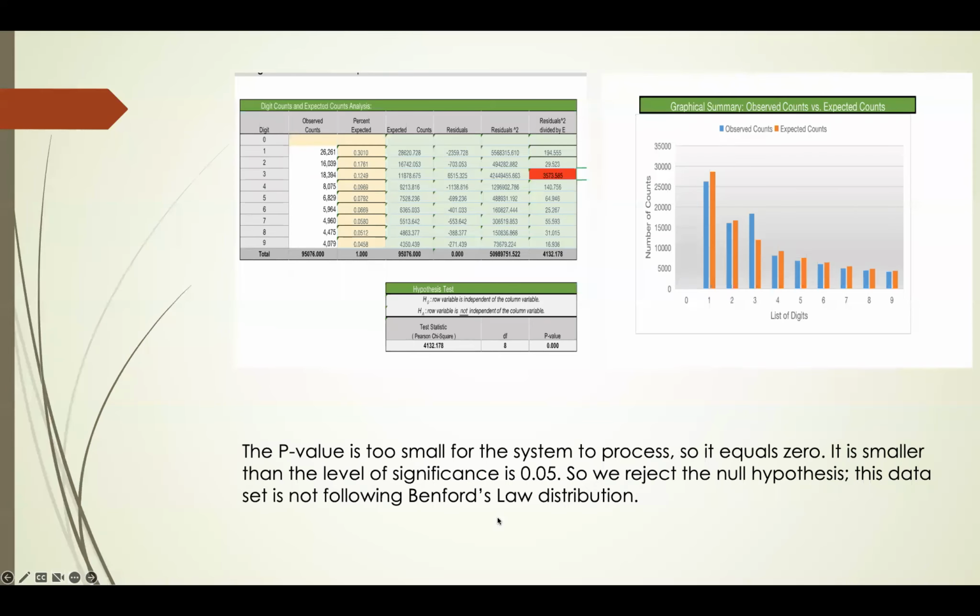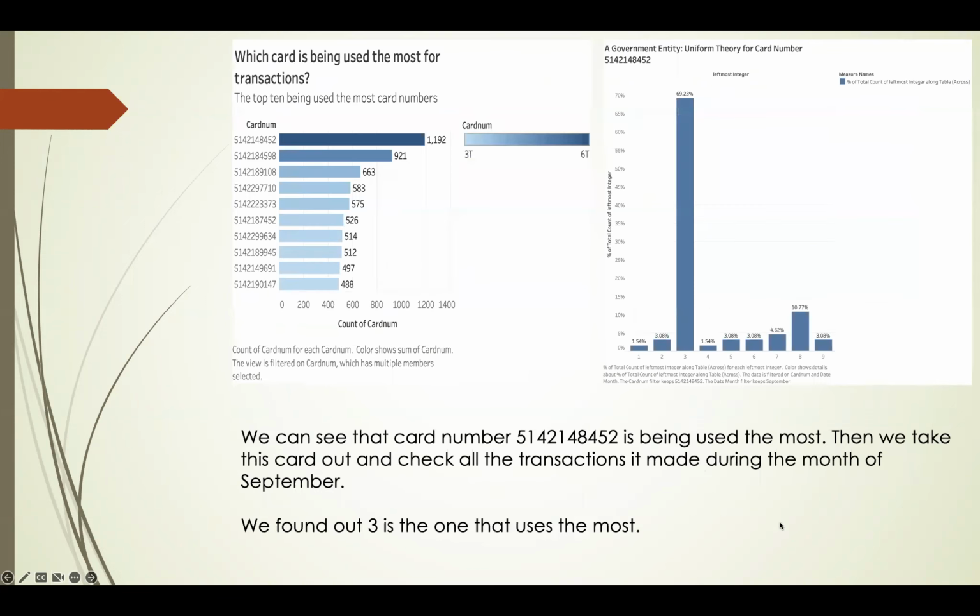And from these two charts, the p-value is too small for the system to process, so it equals 0. It is smaller than the level of significance, 0.05. So we reject the null hypothesis. This data set is not following Benford's law distribution.